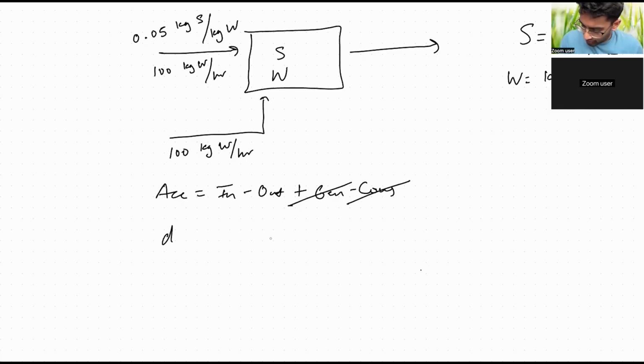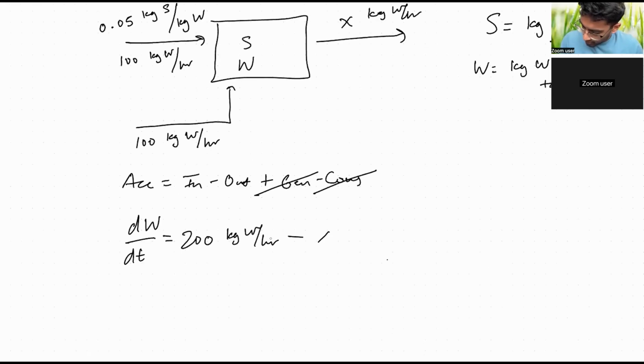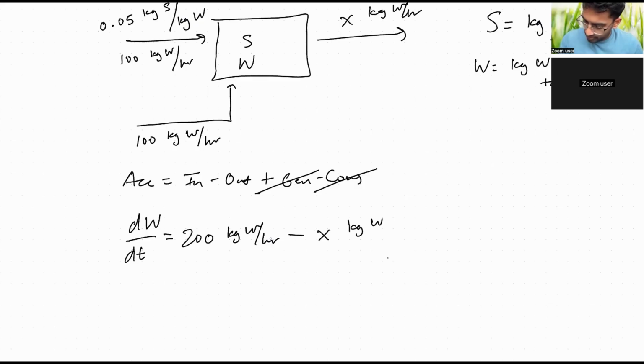So we'll do the water balance first, because that's easy. The change in the water over time is equal to whatever water is coming in. So we have a total of 200 kilograms of water per hour coming in, minus whatever's coming out, which we don't know yet. So we'll just define this as x kg water per hour. So minus x kg water per hour. We need to solve for x.